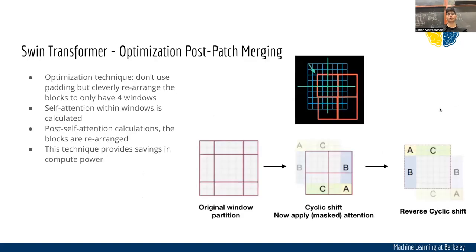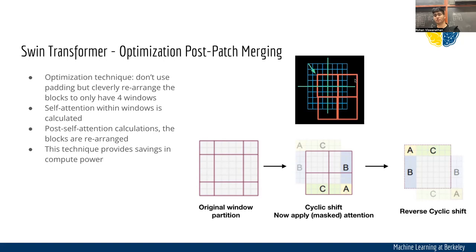All right, so the next thing to talk about is optimization post-patch merging. So this optimization technique doesn't use padding, but instead rearranges blocks to only have 4 windows. So you can think of this as this, right? We're increasing our boundary by 2 on each side, essentially shifting all of our windows down by 2, if they start off on the top left, right? But now, if this was our entire image and these were our 4 windows, when we do this shift, we're left with a length of 2 border around our image.